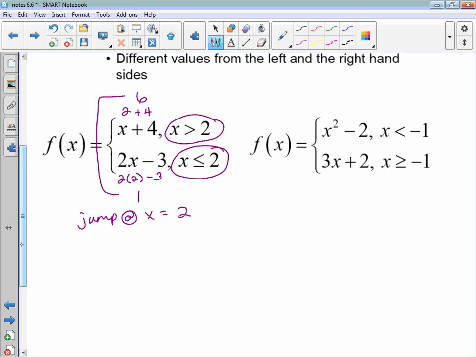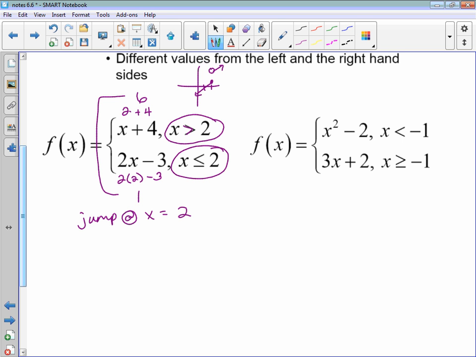Wait, so it didn't mean anything that it was greater than? Nope. This one is not actually included, but that just means if we were to sketch this, when x is 2, we'd have an open circle at 6 and a filled in circle at 1. Do you see how one's aligned this way, one's aligned this way? Do you see how that creates a jump at x equals 2? That's all you're looking at. You're figuring out the open circle and the closed circle. Are they in different places or are they in the same spot?